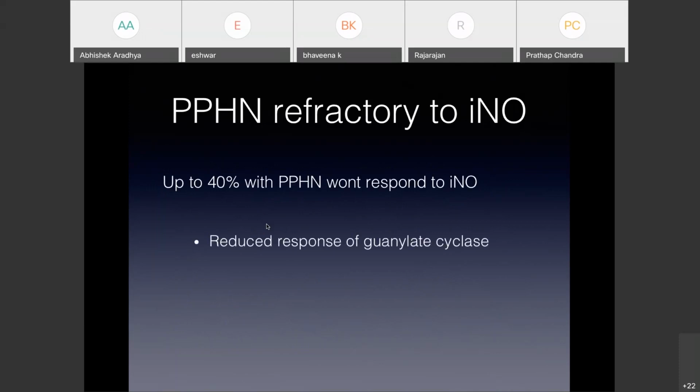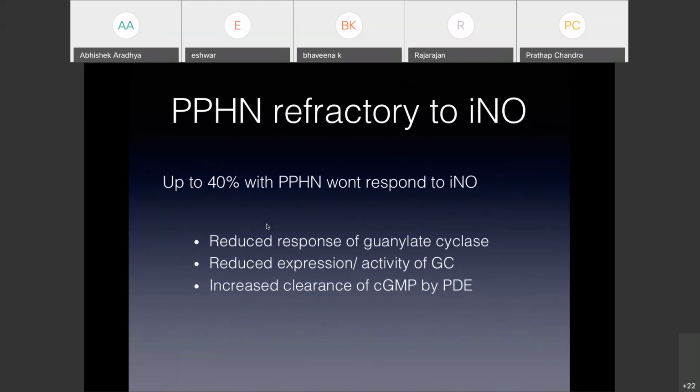Sometimes we know it is because of reduced response to guanylate cyclase, reduced expression and activity of GC, and increased clearance of cyclic GMP by phosphodiesterase enzymes. And sometimes it is structural, severe pulmonary hypoplasia secondary to CDH, or severe oligohydramnios for such a long period of time, you cannot help because there is muscle hypertrophy and you will have a pulmonary bed which is very, very hypoplastic. So in these cases, PPHN will be refractory. The only thing that you can do is try ECMO in these circumstances.